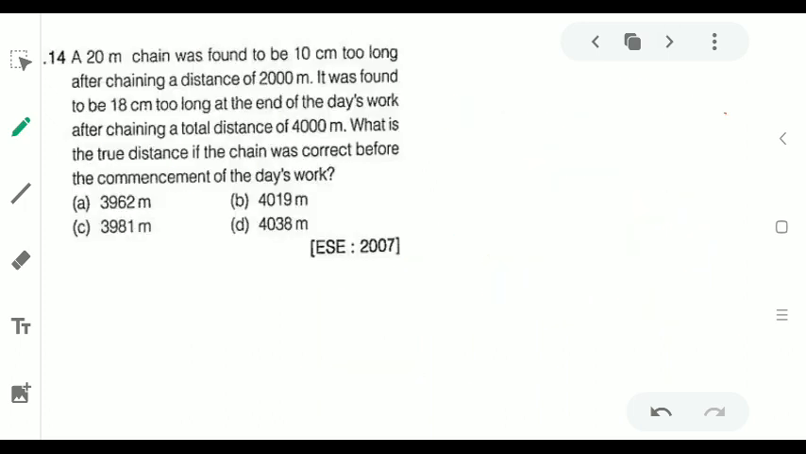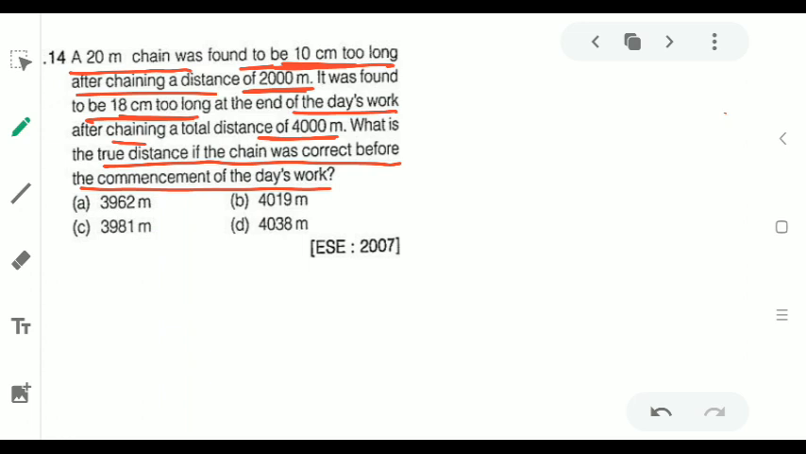Question number 14. A 20-meter chain was found to be 10 centimeter too long after chaining a distance of 2000 meter. It was found to be 18 centimeter too long at the end of day's work after chaining a total distance of 4000 meter. What is the true distance if the chain was correct before the commencement of day's work? Just now I told you that whenever the chain is too long, the actual ground distance will be more, but the distance recorded will be lesser.